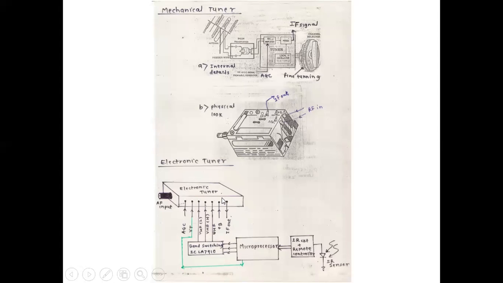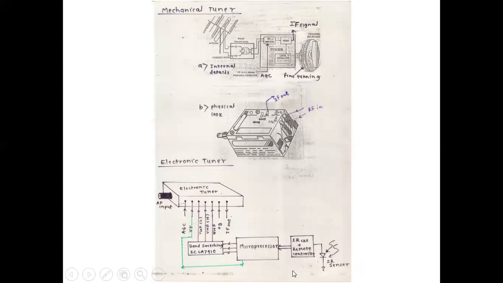So electronic tuner, you have to tune the different bands, that is VHF band, UHF band, LHF, EHF band. So all these bands are tuned with the help of this electronic tuner. There are two types of electronic tuner. Manually, that is with the help of potentiometer, you can select this channel. Or second thing is with the help of infrared remote control.